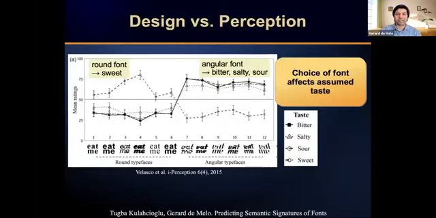One general trend is that round fonts that have more round shapes tend to be associated with sweetness, whereas angular fonts tend to be associated more with bitter, salty, sour taste. So any kind of edgy taste will be associated more with angular fonts. This is all quite interesting, but maybe only relevant if you're working in marketing departments.